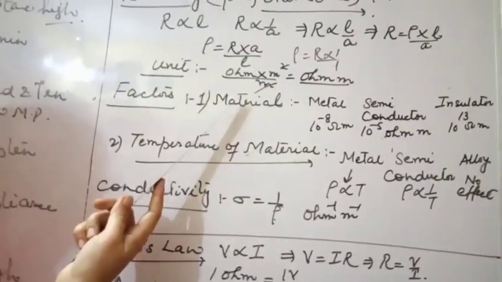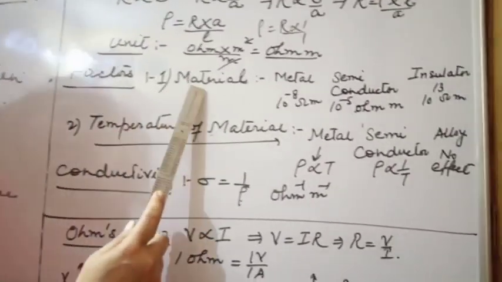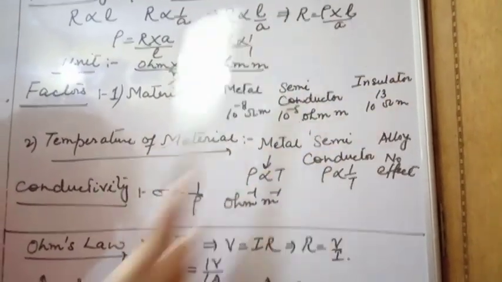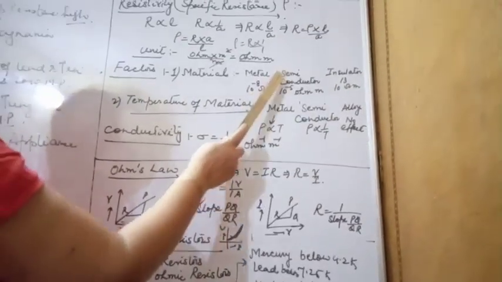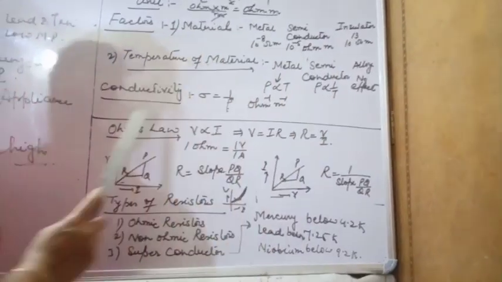Factors affecting resistivity. There are two factors. One is the material, the other is the temperature. But we can't explain directly. I will categorize the material in 3 categories: metal, semiconductor and insulator. As concerned to metal, very low specific resistance. Semiconductor in between, insulator very high. You can mention the values also.